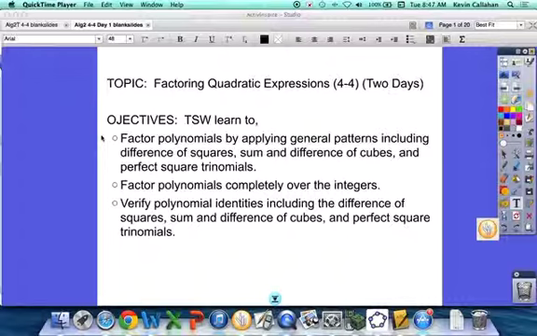A lot of this stuff won't make sense until we get to the end of the lesson. It'll make more sense not just at the end of today, but at the end of the next class, because we are going to spend 2 days doing all this stuff right here.